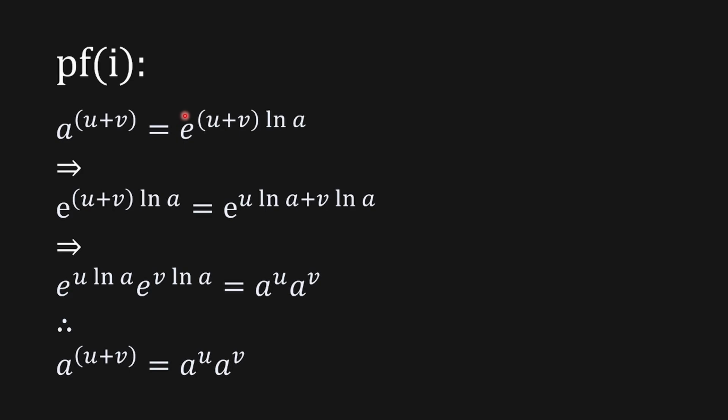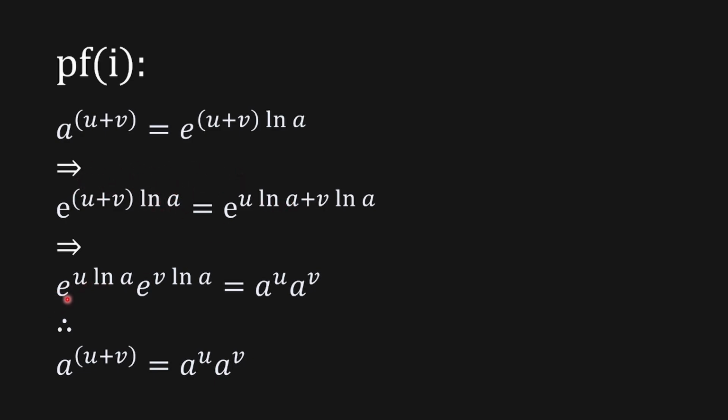Anyways, proof of 1. a to the power of u plus v is equal to e to the power of u plus v all times ln a. Again, this holds true because you can throw u plus v into the exponent of ln a, and the ln and the e will cancel out, so we know that the equality holds true. This implies that e to the power of u plus v times ln a is equal to e to the u times ln a plus v times ln a. Here we just distributed the ln a into the v and into the u.